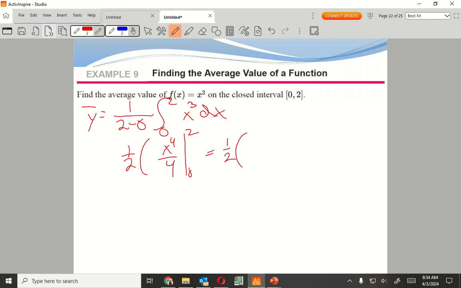Plug in my upper bound 2. So 2 to the 4th power is 16. 16 divided by 4 is 4, minus my lower bound, 0. 0 to the 4th is 0, and 0 divided by 4 is 0. Then 1/2 times 4 is just 2. So my y bar, my average y value, is 2.